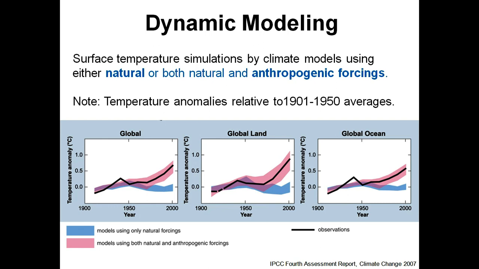In other words, look at this jump. This increase in temperature is mainly because of natural forcings. Not natural, I'm sorry, anthropogenic forcings. And it's true for global overall values, global land values, and global ocean values. So the take-home message is global warming is man-made.